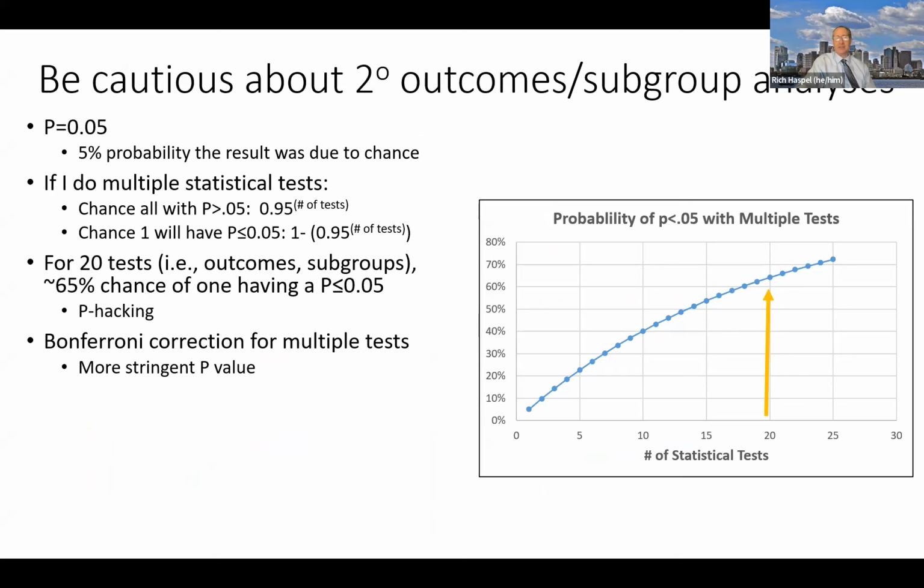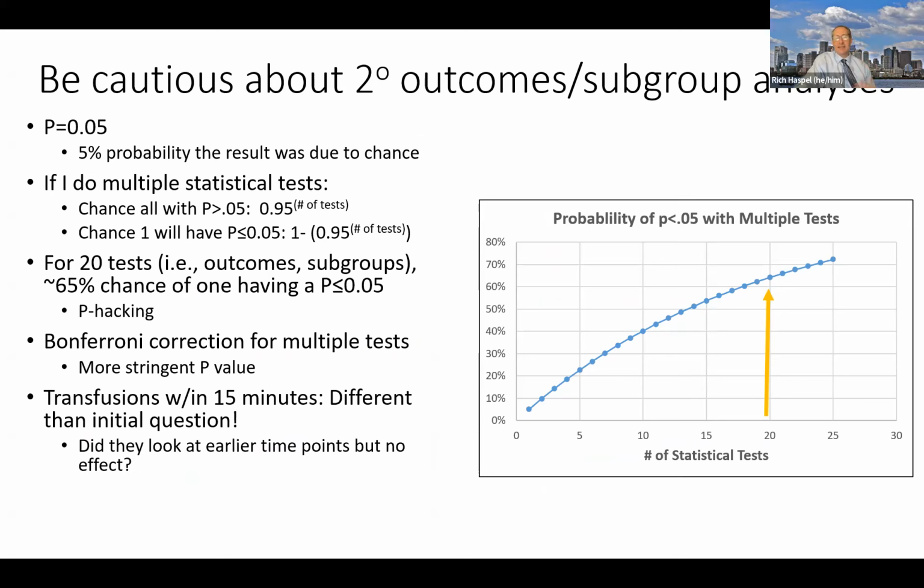Okay, so these are the same things. Again, I talked about secondary outcomes. Here, transfusion within 15 minutes was different than the initial question. Did they look at earlier time points, but no effect?